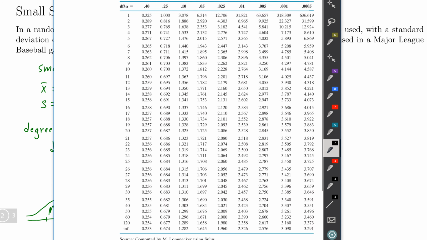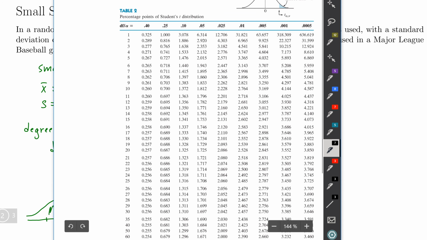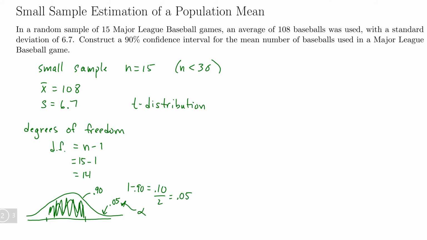If we look at the t distribution, we look for 0.05 and degrees of freedom 14. We can see here that this gives us a value of 1.761. This will be used the same way as the z-score was used in the previous problem. Just in this case, since it was a small sample and we only had the sample standard deviation, we're using a t-score. So our t-score is 1.761.